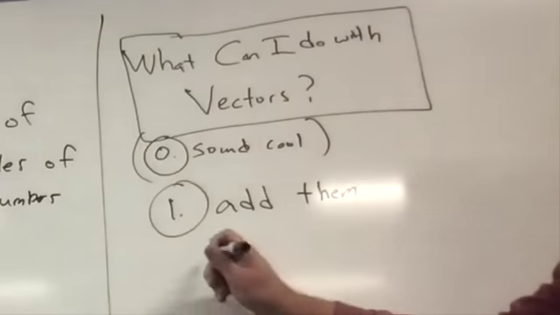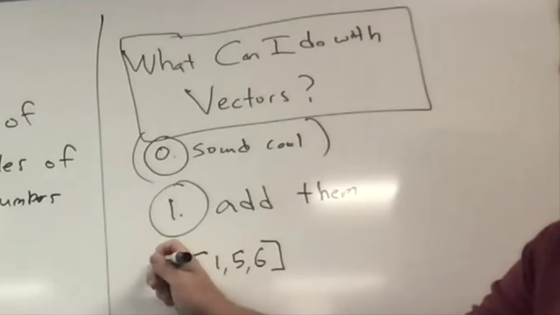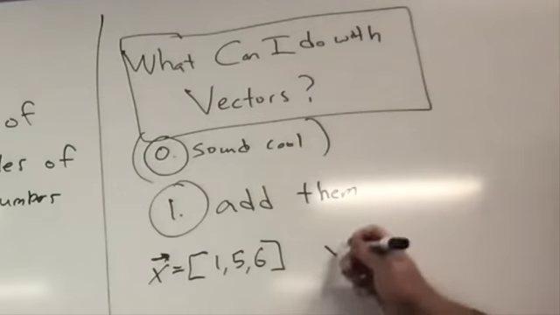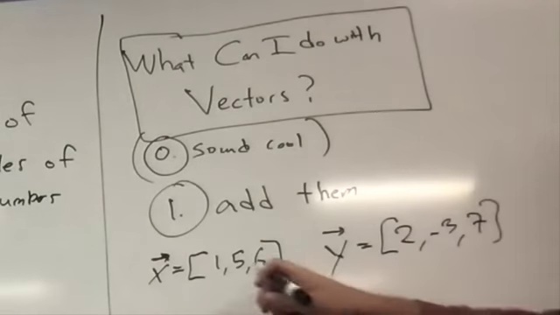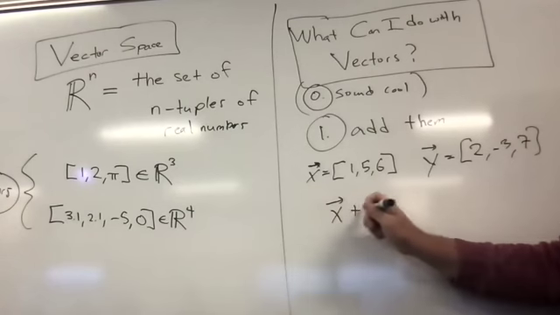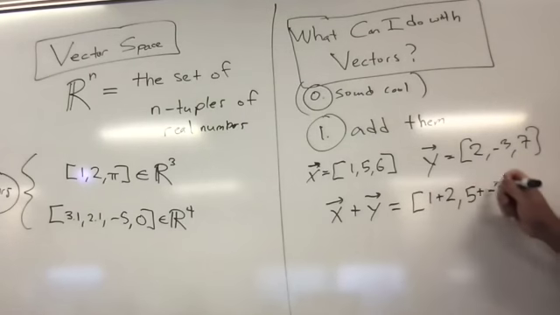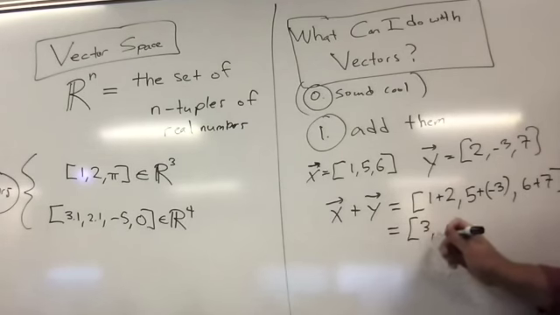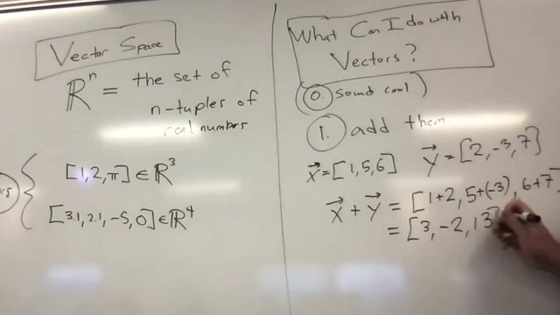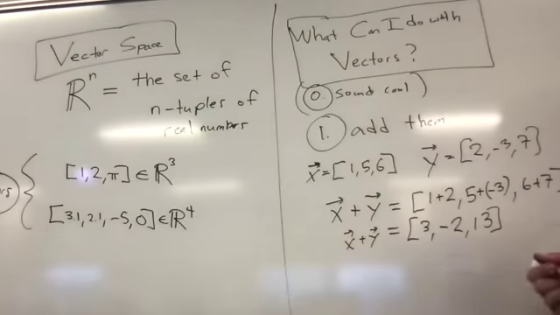So if you have 2 vectors, you have to do something to indicate you're working with a vector. I like to use an arrow. So if I have x equals (1, 5, 6) and y equals (2, -3, 7), I can calculate x plus y, which is going to be 1 plus 2, 5 plus -3, 6 plus 7. So we're going to get (3, 2, 13). It works the way you might hope. You just add them all together all at once.